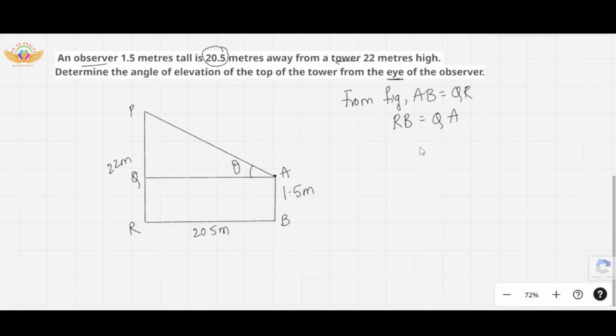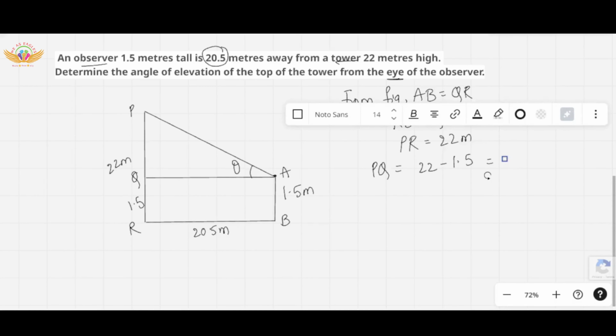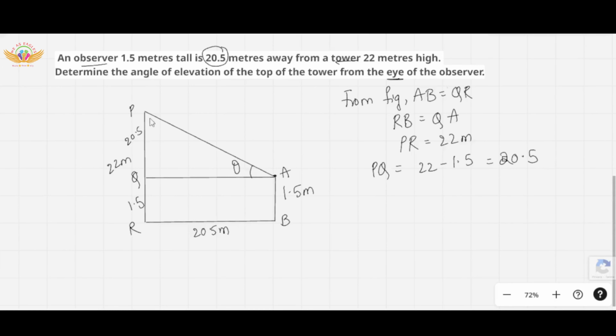And we also know that PR is equals to how much? 22 meters. So I know PR, I know QR is 1.5. So if I subtract 22 minus 1.5, I will get PQ. So from this, we got PQ as 22 minus 1.5. So the answer is 20.5. Done. So now we got 20.5.